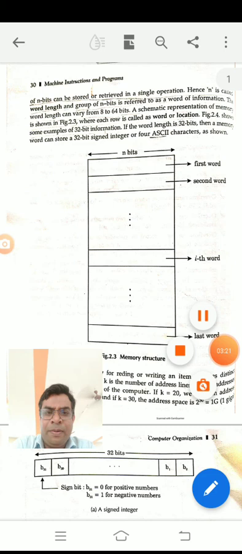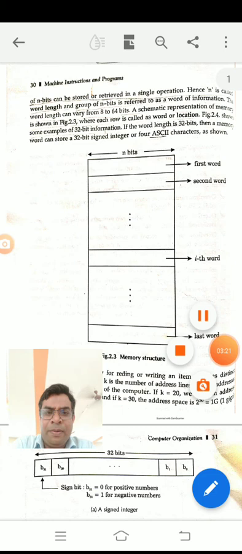In the memory structure there are memory address assignments. I'll show you in the diagrams. There are two diagrams we are presenting for memory assignments. First is the big endian assignment, which shows the word address and byte address.